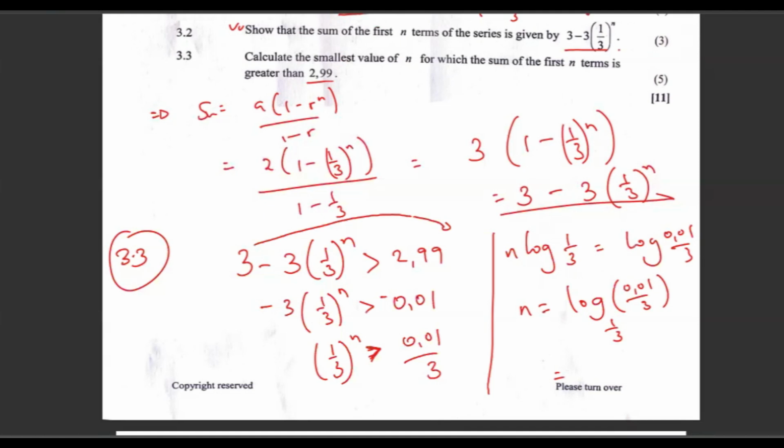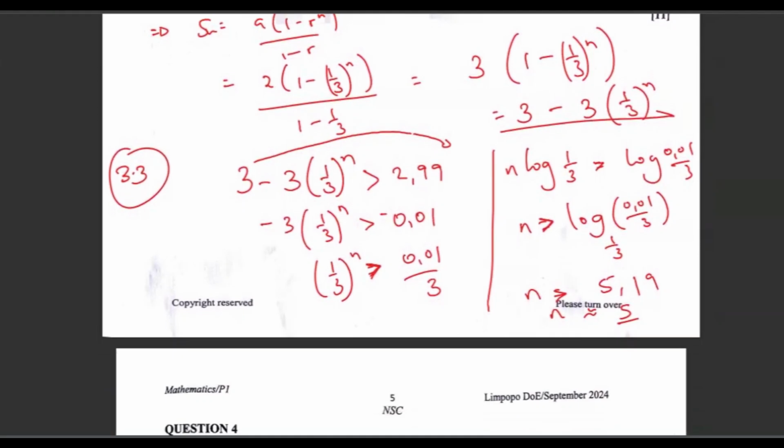So the answer I'm getting, why am I using equal signs? Should be greater. Okay, so n is greater than 5, is it 4? No. My calculator is showing me 5, let's say 19. The question is asking for the smallest value. So n should be approximately 5, because that would be the smallest value from the answer. Okay, so that is question number 3.